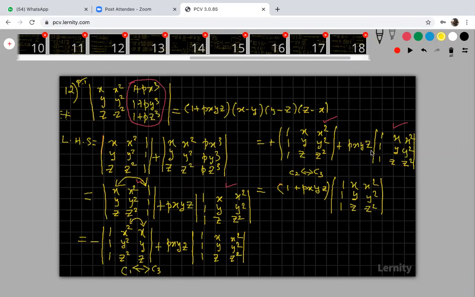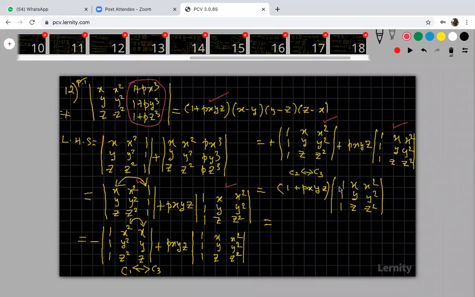Okay, so I'm taking the determinant commonly, I'm getting here 1, here p, x, y, z. Now find the value. This 1 plus p, x, y, z is part of the answer of the right hand side. Here still, if you simplify this determinant, you will get these answers, these factors.